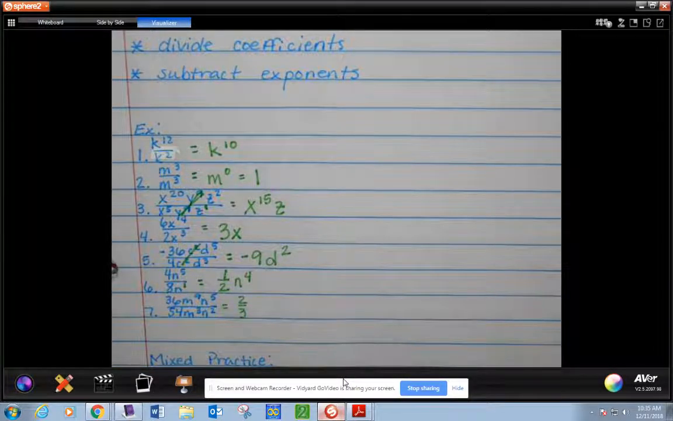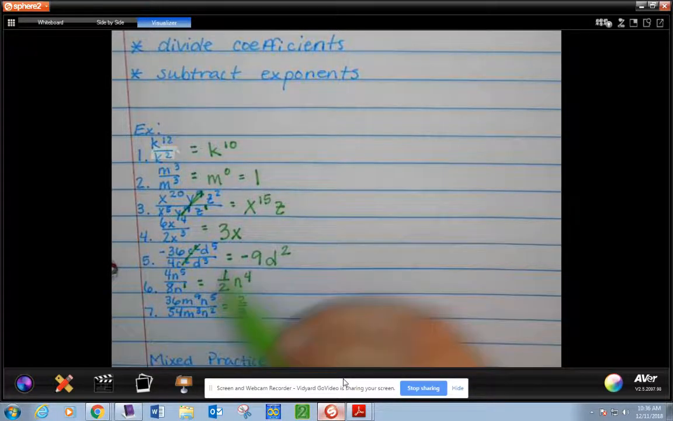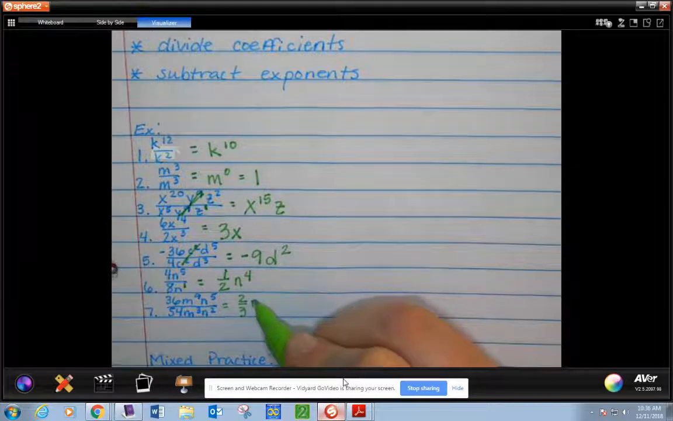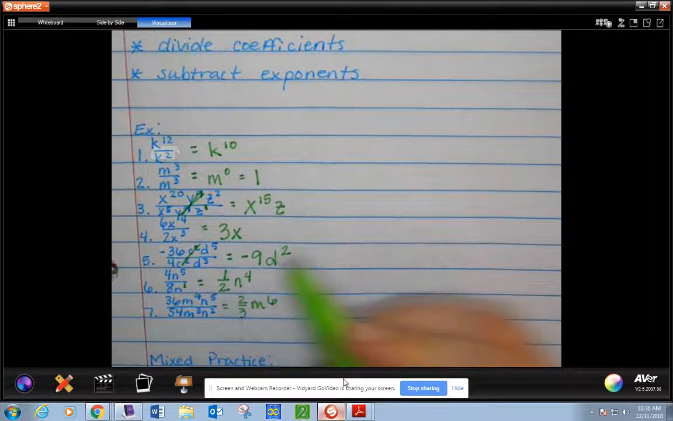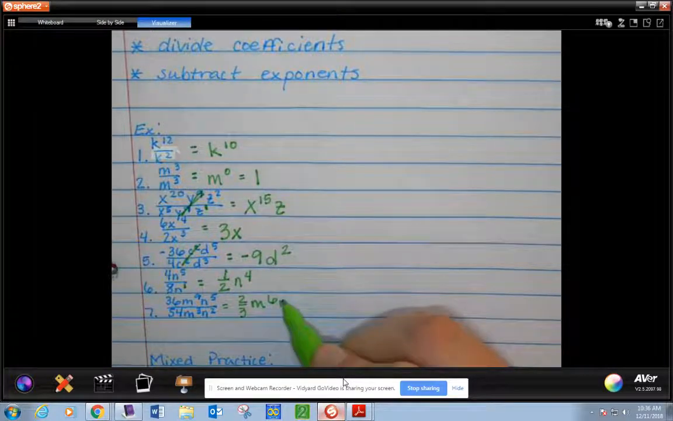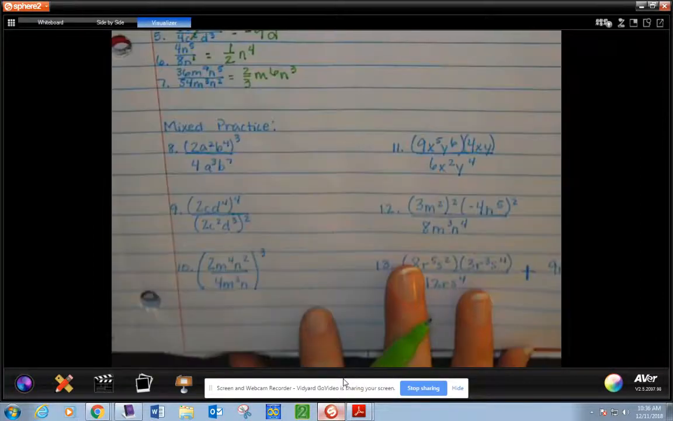Okay, so once I have 2/3, now I look at my m's, m9 and m3. When I divide those, you actually subtract, which gives me m6. And n5 and n2, so 5 minus 2 gives me n3. And there's my answers. Now we're going to move into some of the mixed practice.